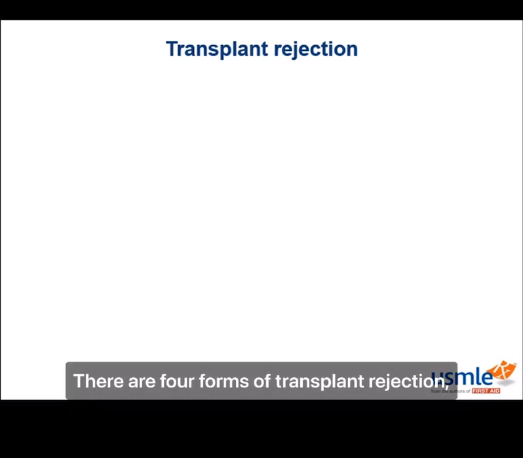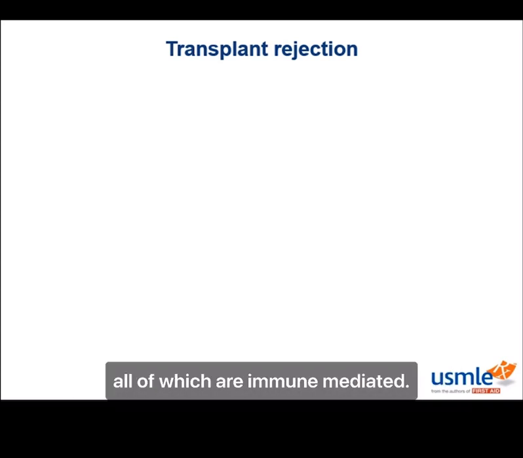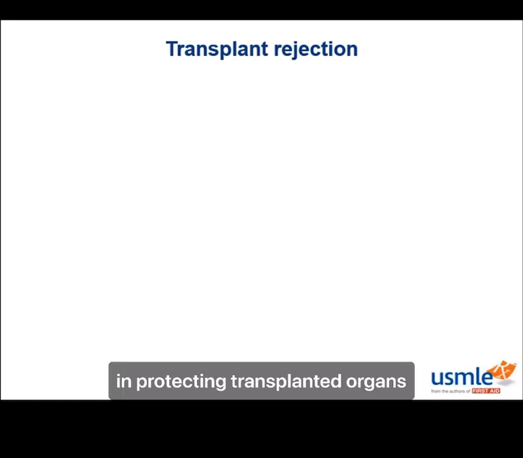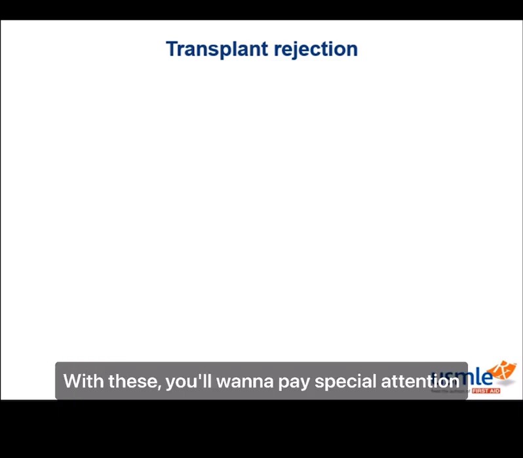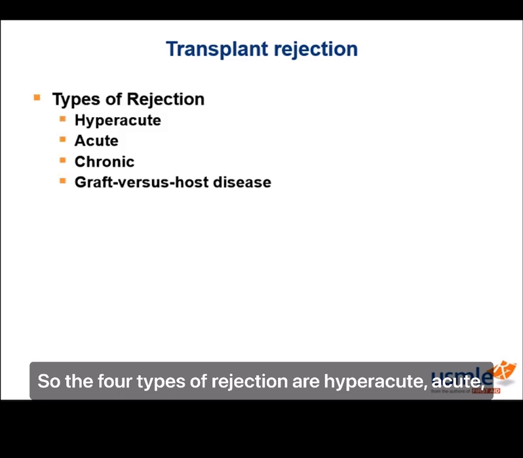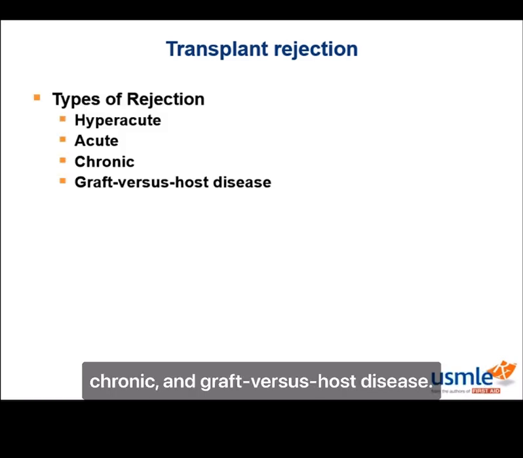There are 4 forms of transplant rejection, all of which are immune-mediated. Now, this explains the essential role of immunosuppressants in protecting transplanted organs from the recipient's immune defense. With these, you'll want to pay special attention to the time frame during which each occurs, as well as their features. So the 4 types of rejection are hyperacute, acute, chronic, and graft versus host disease.